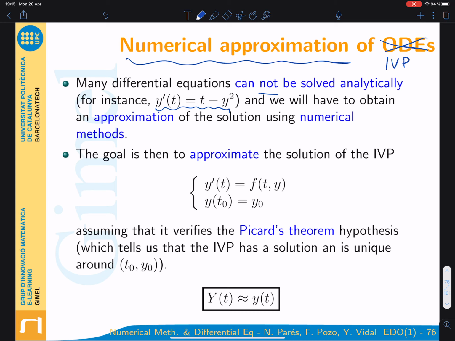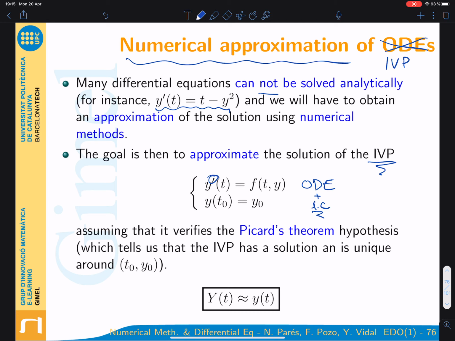The goal is to approximate the solution of an initial value problem. So we need to have an ODE plus initial conditions. In this course, we will only see first order ODEs with the initial conditions in order to solve them numerically.